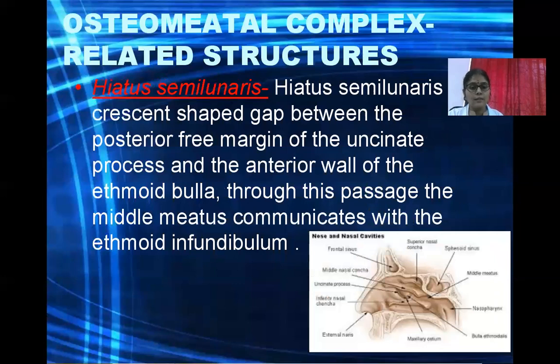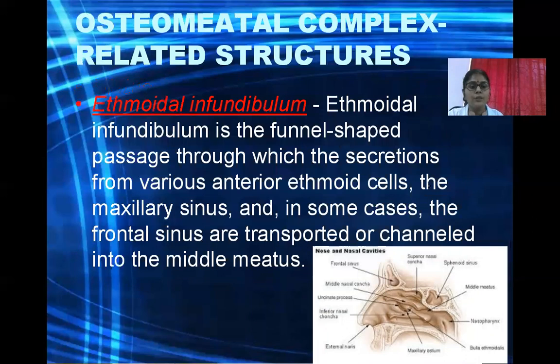Hiatus semilunaris is a crescent-shaped gap between the posterior free margin of the uncinate process and the anterior wall of the ethmoid bulla. Through this passage, the middle meatus communicates with the ethmoid infundibulum. Ethmoidal infundibulum is the funnel-shaped passage through which the secretions from various anterior ethmoidal cells, the maxillary sinus, and in some cases the frontal sinus are channeled into the middle meatus.